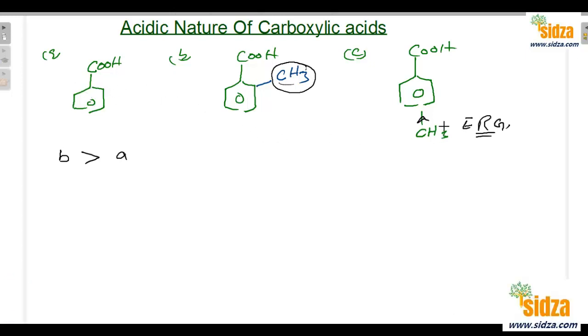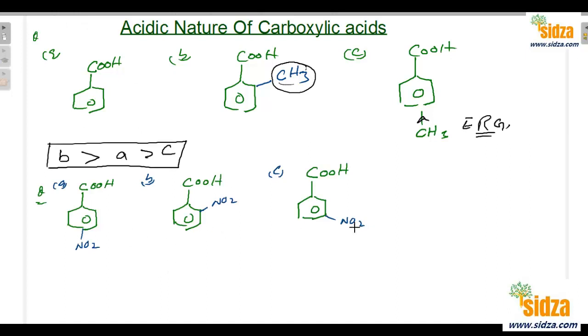And now you have a methyl group at the para position, so that means it will be the least acidic. So this is the least acidic. This is the decreasing order of the acidic nature. Let's take one more example here.